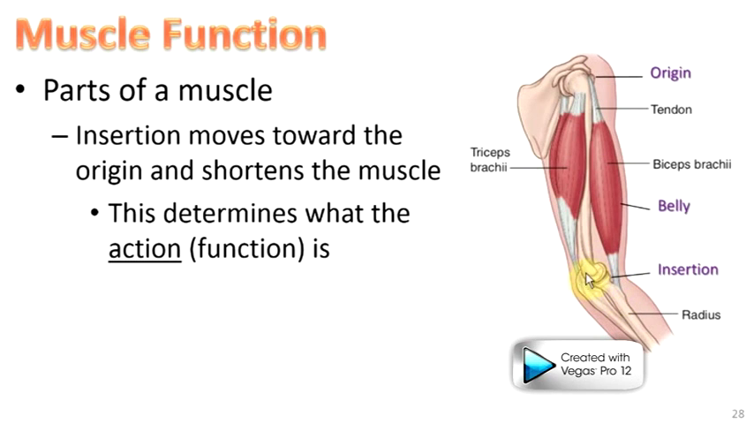Well, here's our hinge joint right here. And so when we bring the insertion closer to the origin, it's going to pull the forearm up, or what we say bend the elbow. Okay, and that is what is called the action. And so you can generally figure out what the action is just by understanding that when it shortens, it brings the origin closer to the insertion.